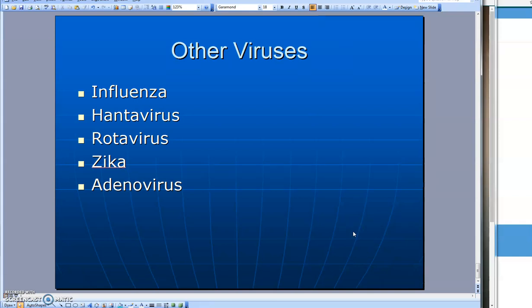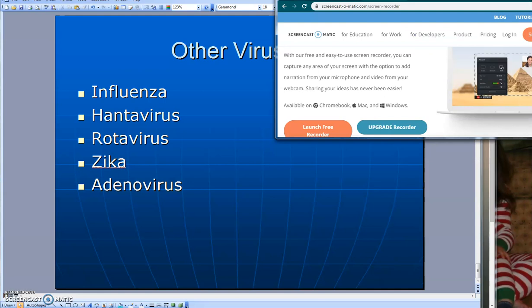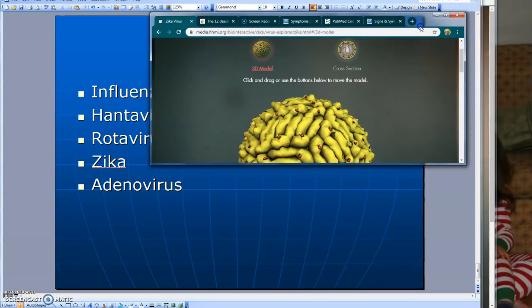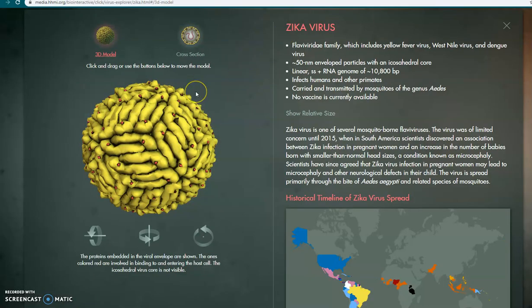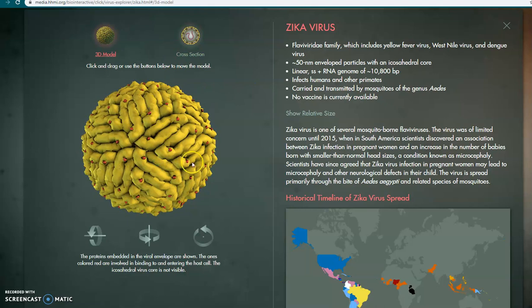And then finally, I have a few minutes. There are other viruses. I could keep going on these viruses, but I don't want to bore you too much here. But Zika was in the news a couple years ago. I'm going to take a second to talk about Zika. Zika virus is kind of a small virus. It's another RNA virus. It's got those glycoproteins and whatnot.